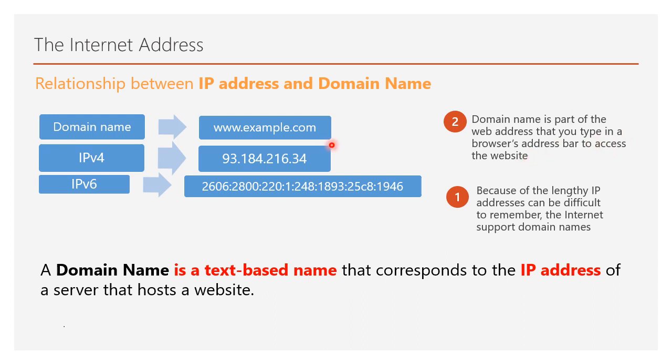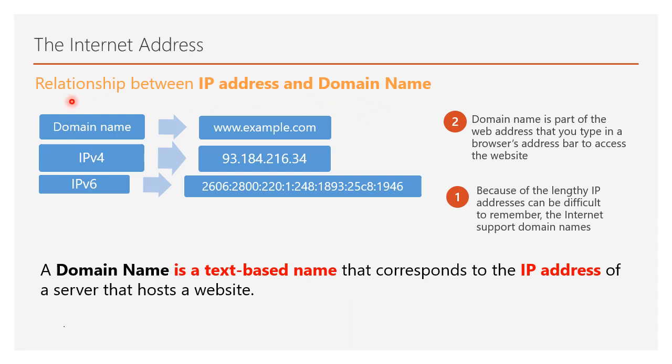Now, what is the relationship between the web address, domain name, and the IP address? A domain name is text-based, which corresponds to the IP address of a server that hosts a website. In other words, a domain name is the translation of a numbered IP address, the translation in text of the IP address.